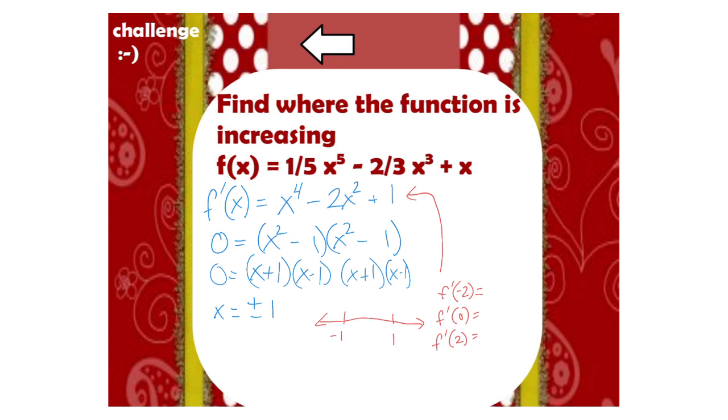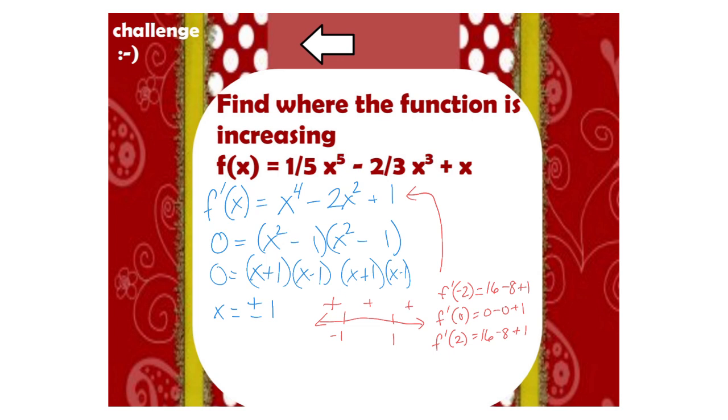If I put in a -2 to the fourth, that's a 16. And then it's squared, that's 4 minus 8 plus 1. Remember that the big thing I'm looking for here is whether this ends up being positive or negative. So that's a 17 minus 8, that's a 9. So it is positive on this side here. If I plug a 0 into the derivative, I'm just going to have 0 minus 0 plus 1. So that's positive. And now let's plug in a 2. That's a 16 minus an 8 plus a 1. Okay, we're back to a positive.